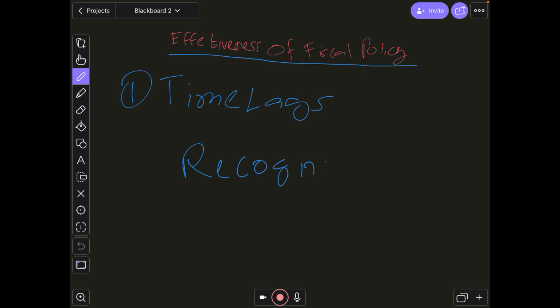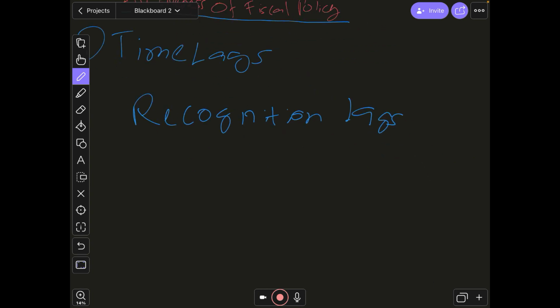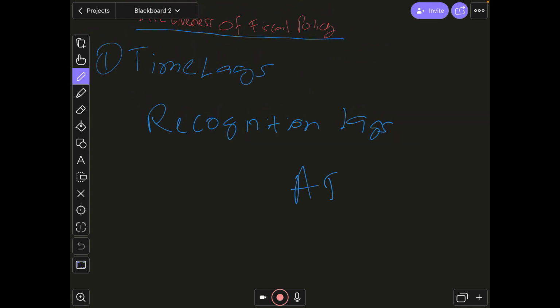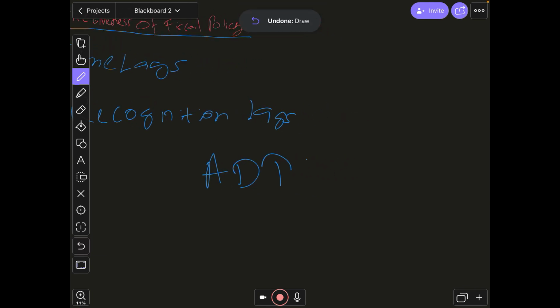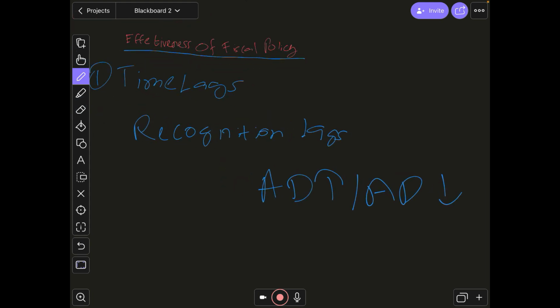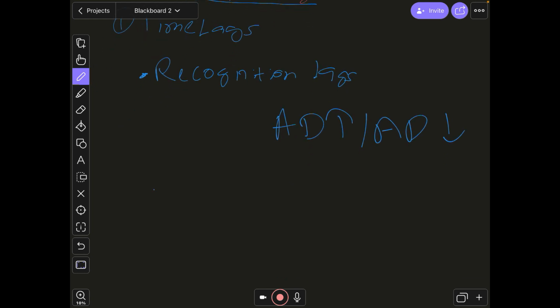and this is when the government recognizes, look, there is a problem in our economy, the aggregate demand is going a bit too high or it's going a bit too low. So there is a certain time lag between the aggregate demand going up and the government recognizing this change in aggregate demand. So this is the first time lag, the recognition lag, and this lag is only by the government. The second type of lag in this case is the action lag.